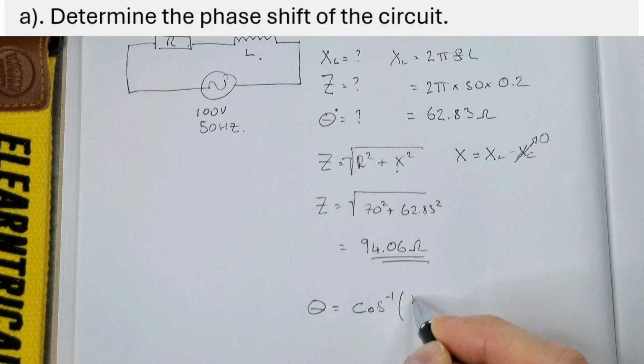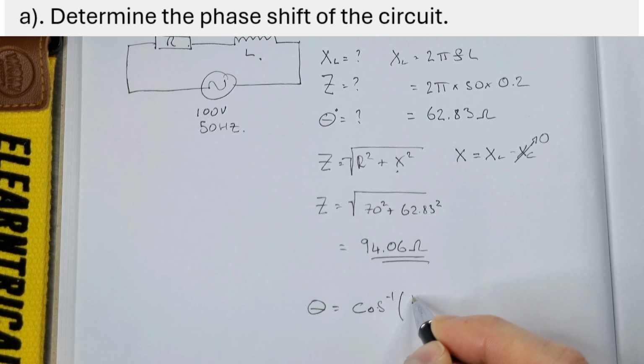Question 2. An RC circuit with a resistance of 2.2 kilo ohms and a capacitance of 1 microfarad is connected to a 200 volt 50 Hz AC supply. Determine the phase shift of the circuit. Capacitive reactance this time, which we can then use to work out our impedance, and with the impedance we can work out our phase shift.